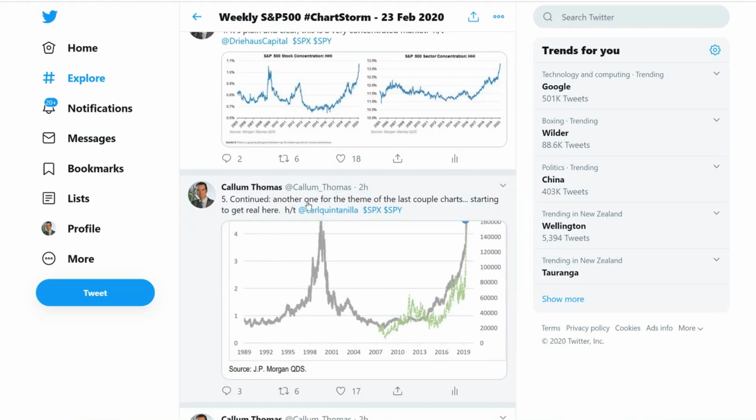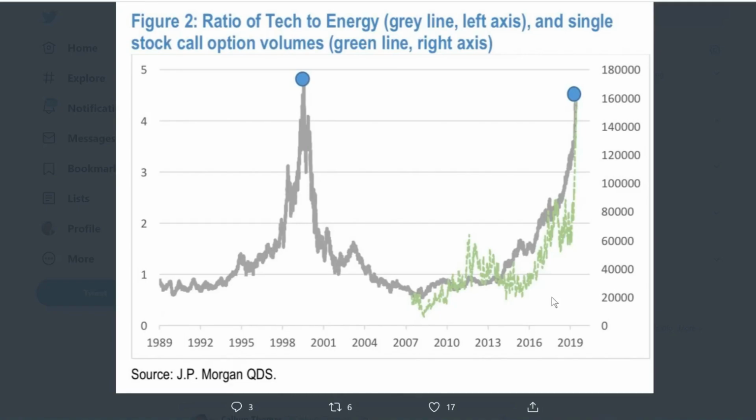So number 5, continued, another one for the theme of the last couple of charts, starting to get real here. So let's have a look. What is this? The grey line is the ratio of tech to energy, and I presume that that's relative performance, and single stock call option volumes. So basically how much flow there is into call options, or how much buying of call options there are.